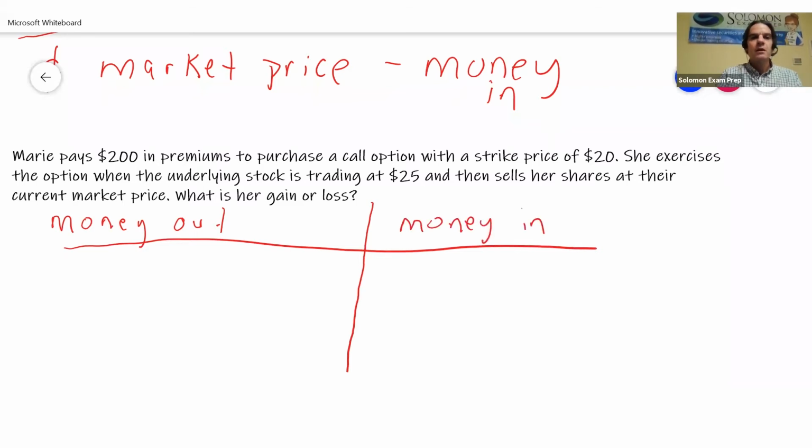All right. So what do we put on each side? So she pays $200 in premiums. Okay, so money out right off the bat, you've got $200. I'm going to write it represents premiums.